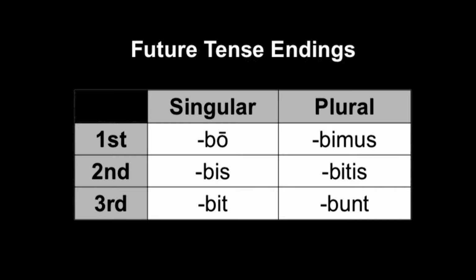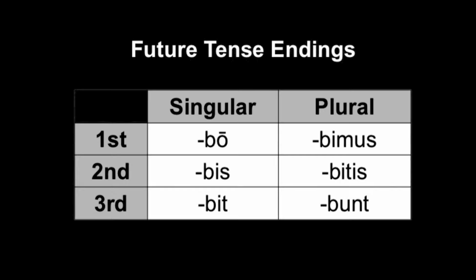The tense marker for the future tense, instead of being ba, are the letters bi. Now the i disappears in front of the o because just as the o likes to eat the a in the present tense, the o likes to eat the i in the future tense. And then for some reason the i changes to a u before the letters nt in the third person plural. But other than that, we simply attach our present tense endings to the future tense marker bi. Bo, bis, bit, bimus, bitis, bunt. Let me say that again. Bo, bis, bit, bimus, bitis, bunt.